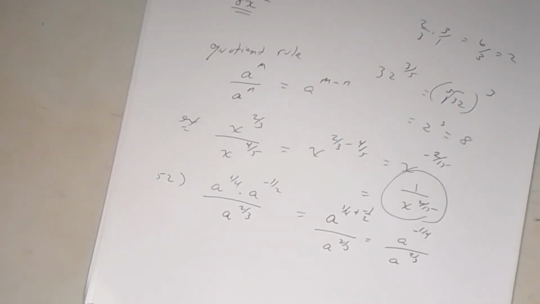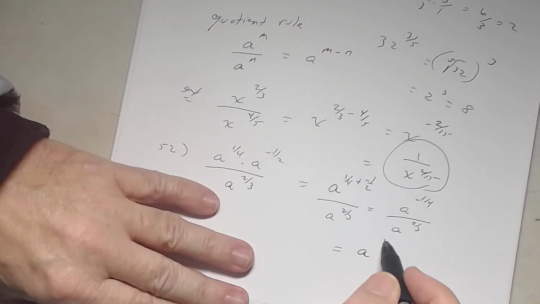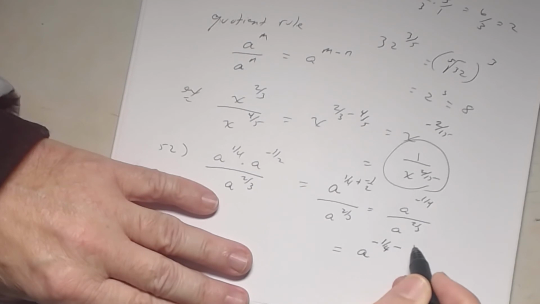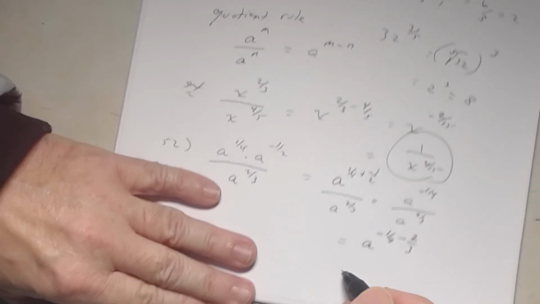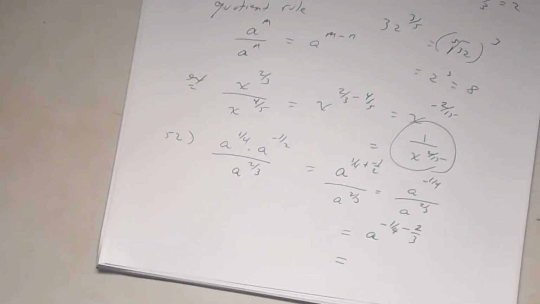Right off, I used the product rule. Now I've got to use what rule? The quotient rule. The quotient rule says that when I divide like bases, I do what to those exponents? Subtract. So that's negative 1/4 subtract what? 2/3. On your calculator, you're going to say negative 1/4 subtract 2/3, press equal.